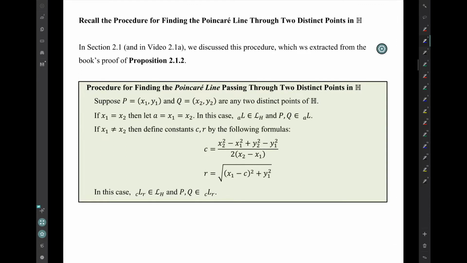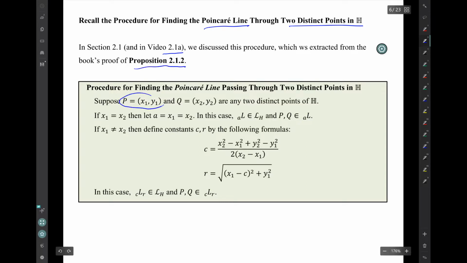Recall the procedure for finding the Poincare line through 2 distinct points in the upper half plane. We discussed this procedure in the video for section 2.1, video A for that section. The procedure was extracted from the book's proof of proposition 2.1.2.